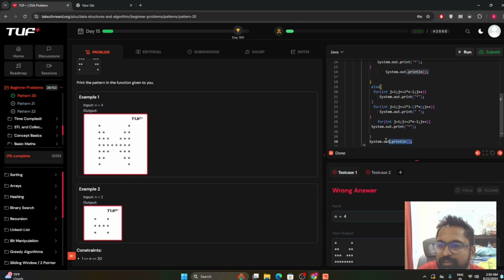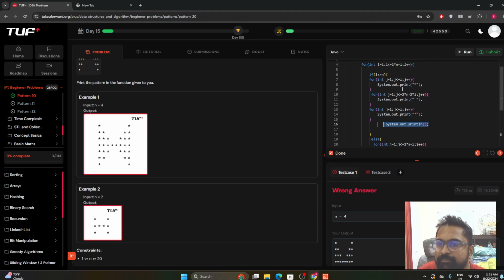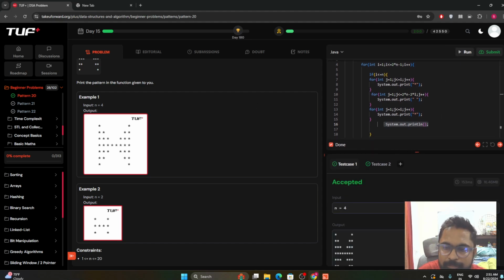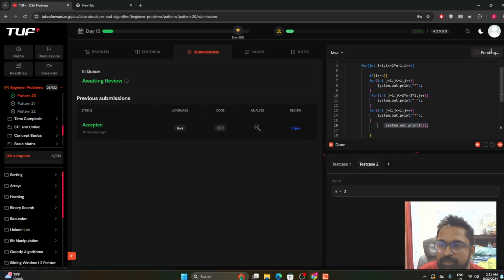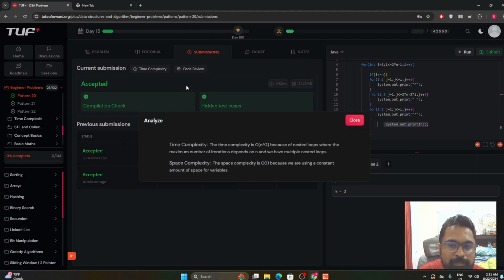At the end, we are breaking the line, and even for this loop also we are breaking the line. That is how we can solve this particular problem. It is accepted. Let's try to submit it. Yes, it's submitted. Talking about time complexity, it is O of n square due to nested loops, and O of 1 for the space complexity.